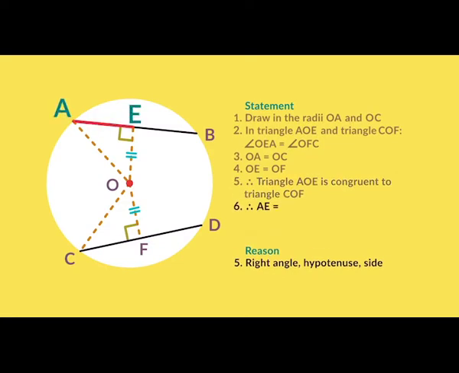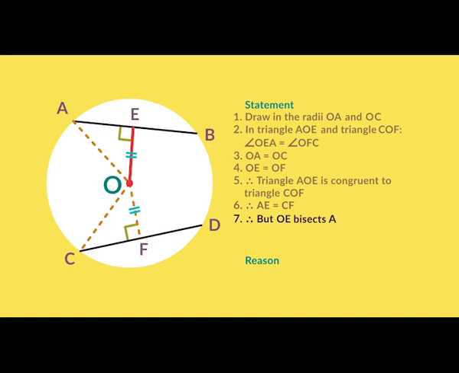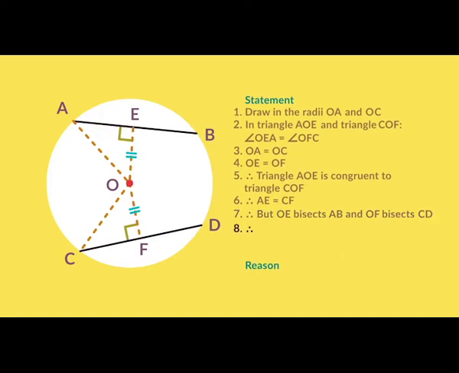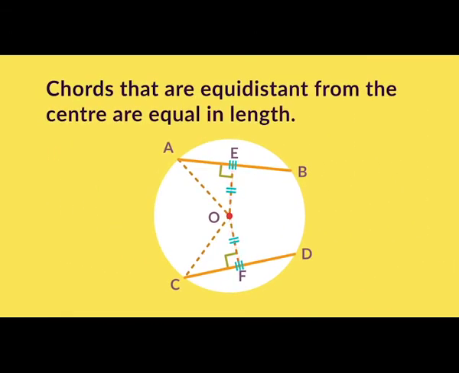So AE equals CF. But we know OE and OF bisect AB and CD because the perpendicular from the center of a circle to a chord bisects the chord. Therefore, AB equals CD. We have shown that the chords that are equidistant from the center are equal in length.